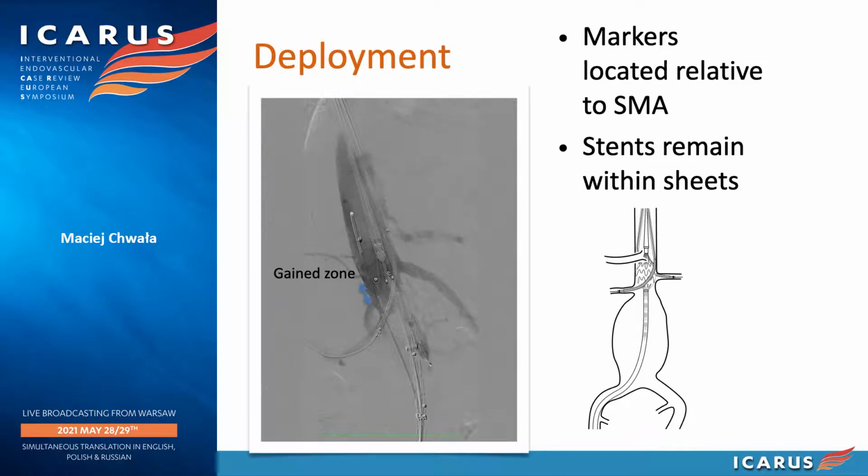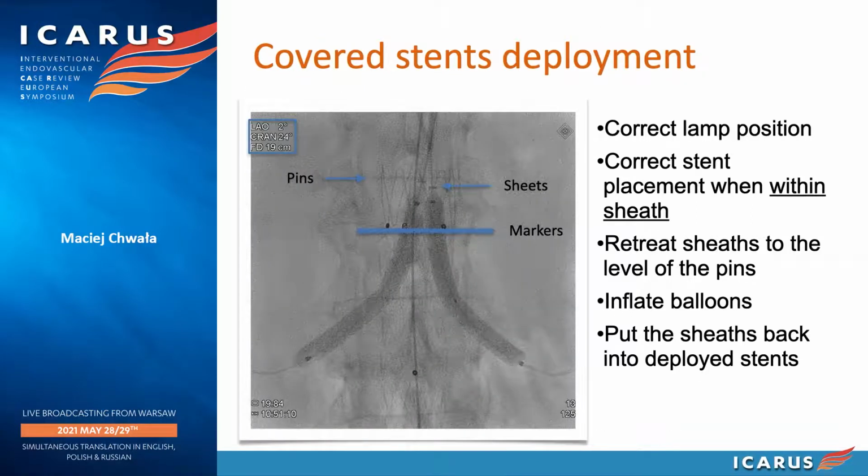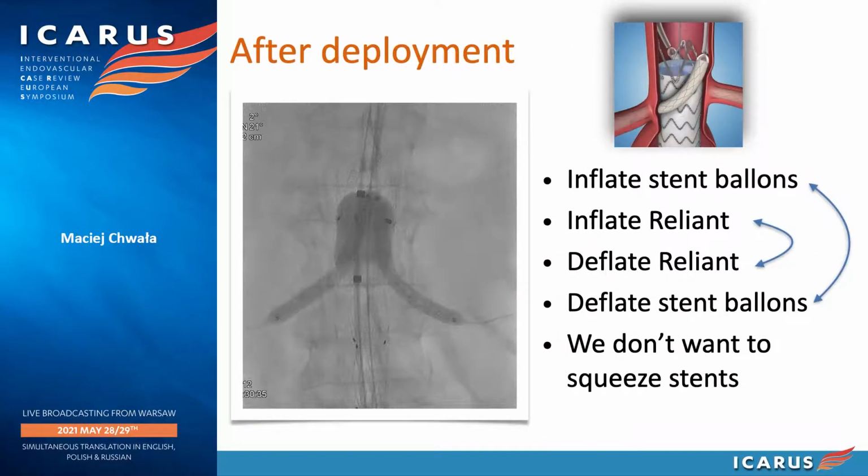After the Endurant is fully deployed, we switch to the horizontal plane. We go for big magnification, the highest possible quality, and we put the lamp in order to have alignment of all Endurant markers. Then we remove the sheaths from the stent grafts and deploy the stent grafts. We remember to keep the sheaths at the level of the pins in order to avoid puncture of the balloons. Then we retreat the sheaths into the stents and we go for ballooning.